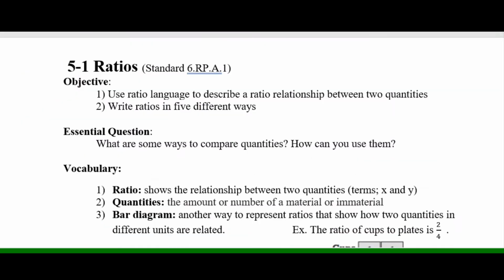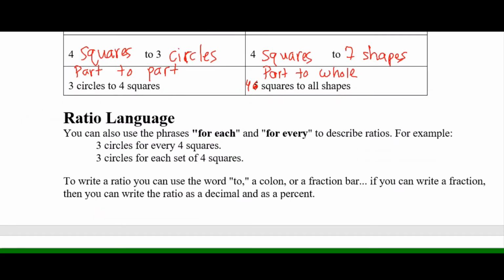So what I want you to add here is that this is the ratio for squares to circles. And remember, order is important, so you have to put the number of squares with the squares, and the number for circles with the circles.